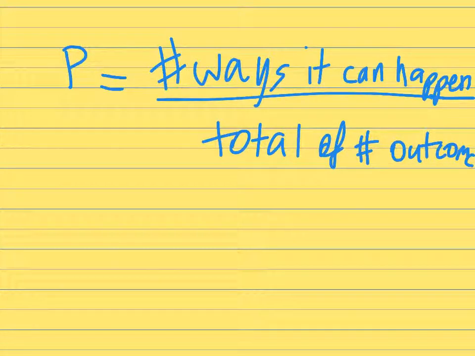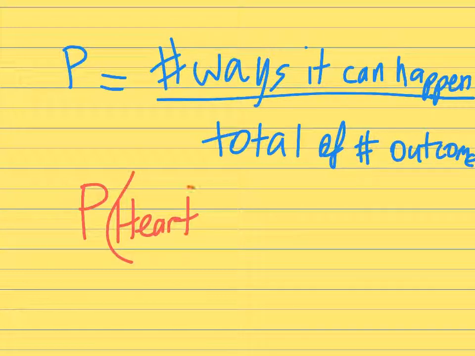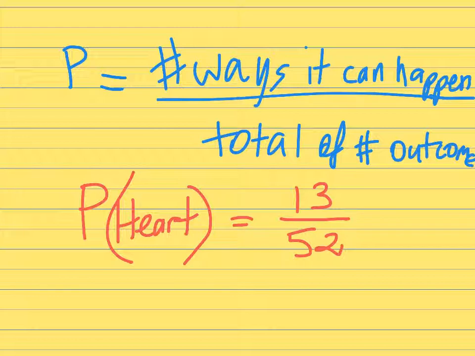So for example, if we were looking at the probability of drawing any card in a deck of cards that is a heart, that's our probability. We know that in a pack of cards there are 13 hearts over 52 cards in total. So that's our theoretical probability.